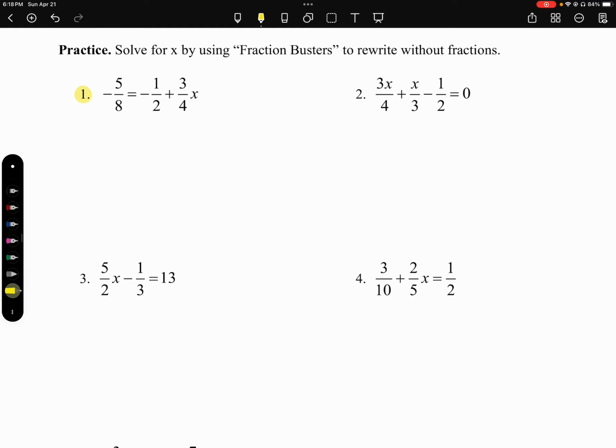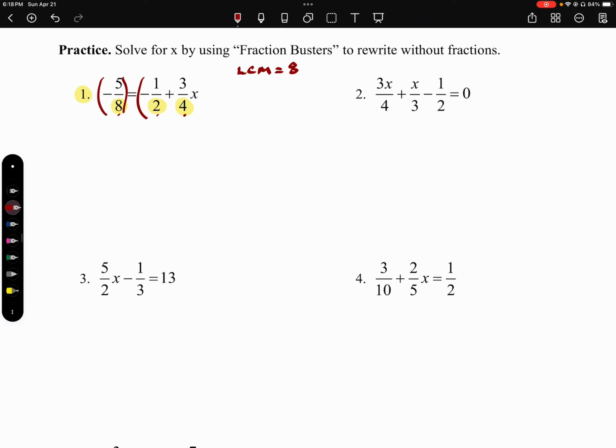Okay, so we have negative 5/8 is equal to negative 1/2 plus 3/4 x. Remember, our first step is to check out our denominators, right? And we need to find the least common multiple, or a number that all three of our denominators will go into. When we have three different ones, I like to look at the biggest one and say, hey, do my other two go into this? So for instance, 8 we already know goes into 8, but does 2 go into 8? It does, and 4 goes into 8. So our least common multiple is going to be 8.